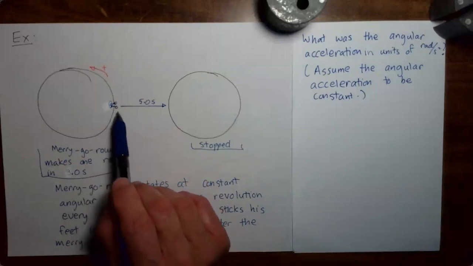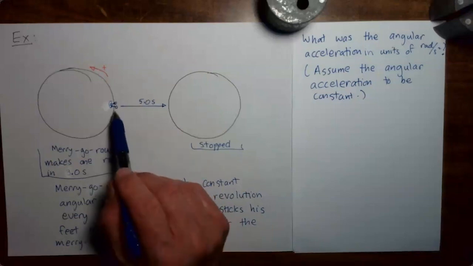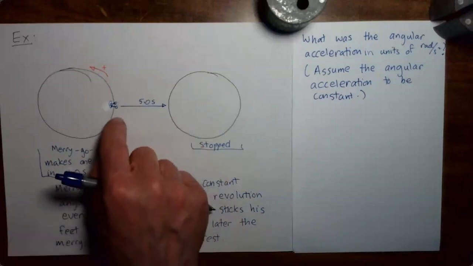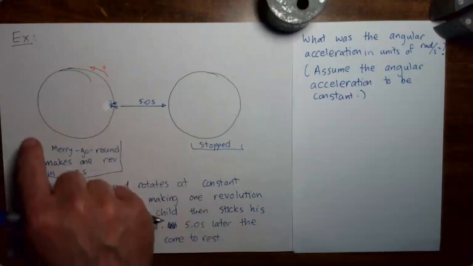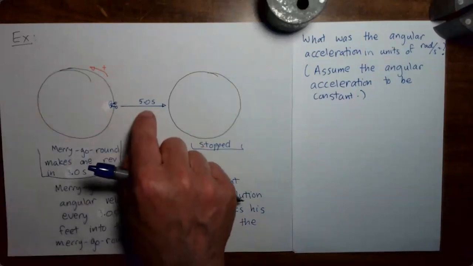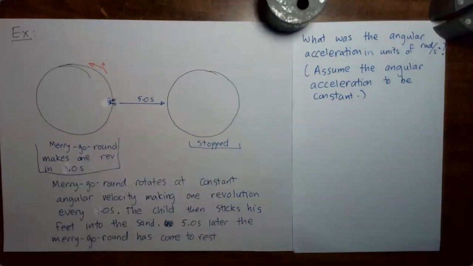So to slow the merry-go-round down, he sticks his feet into the sand. And when he sticks his feet into the sand, the merry-go-round begins to gradually slow down. And 5 seconds later, the merry-go-round has come to a complete stop. For this process, we would like to find the angular acceleration of the merry-go-round in units of radians per second squared. And we're going to assume that the angular acceleration was constant during the process.